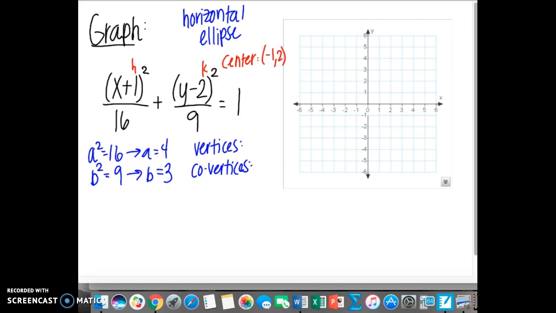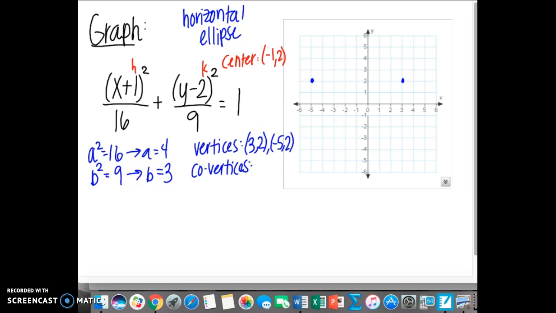So for our vertices, we're going to go ahead and take that plus or minus 4, add it to the x spot of our center. So −1 + 4 is 3, so we're going to have (3, 2), and then −1 − 4 is −5, so we're going to have another vertex of (−5, 2). I'm going to go ahead and plot those points right away. So (3, 2) and (−5, 2).